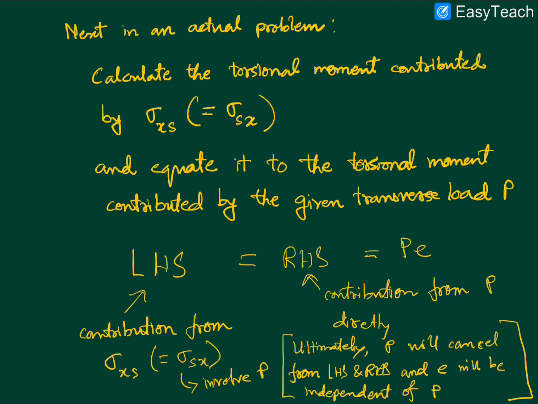So what we have written here is that ultimately P will cancel from both LHS and RHS, and the E, the location of the shear center, will be independent of P. Okay, so with this we have kind of finished the theory part for the shear center. The ideas will be clear when you do some problems of finding the shear center.